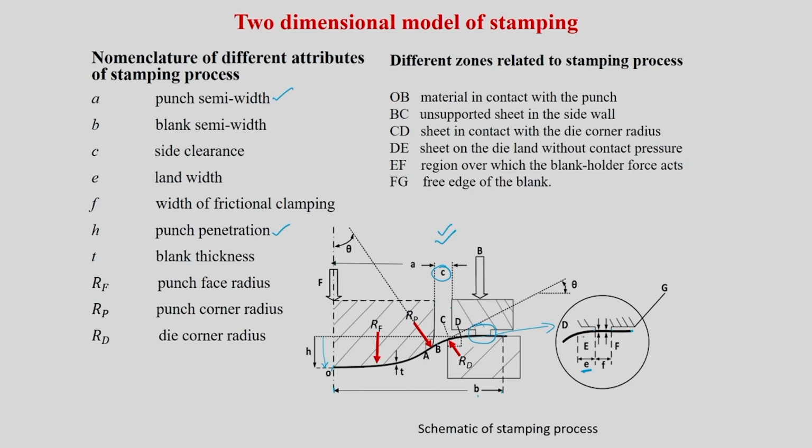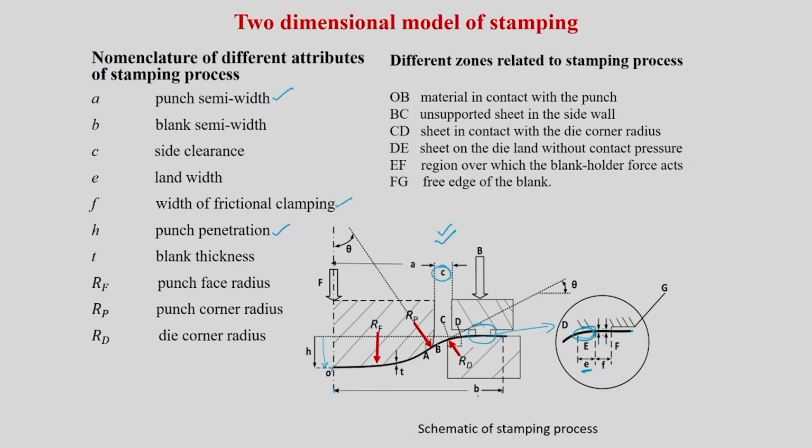Okay, this region E is a region where you don't have any compression force or blank holding force acting. Nothing is acting here, when compared to F. When you go to F, that is where you are going to have clamping. F is nothing but the width of frictional clamping.